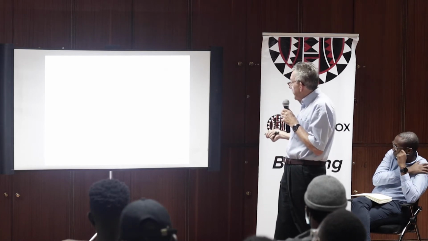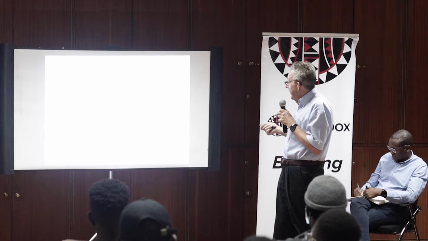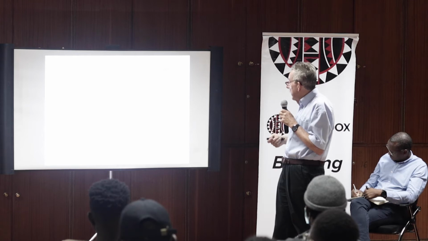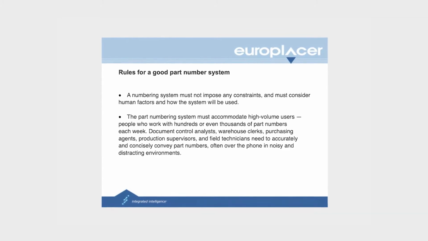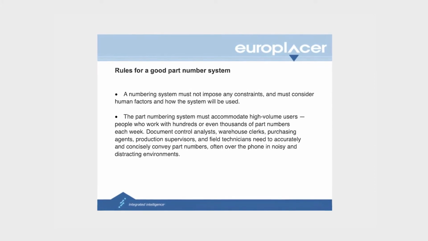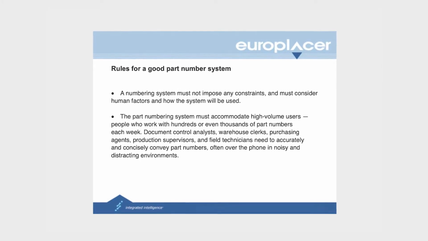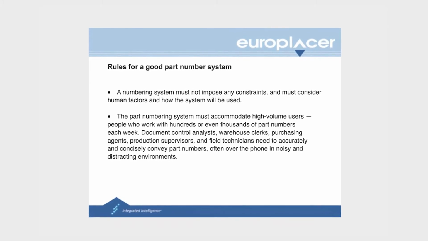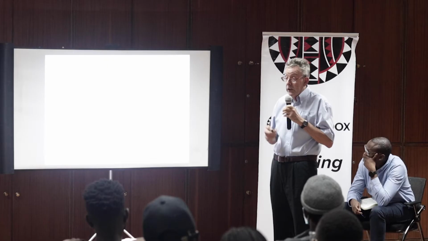So a good part number design allows you to meet design requirements by clearly distinguishing one part from another when the difference is meaningful. Okay, so different body, different function, different part. So rules for a good part numbering system: it mustn't impose any constraints and must consider human factors. So high volume users, I've got customers in China where the number of part numbers they're dealing with are up in the 70 and 80,000 part numbers. So they're manipulating a lot of numbers over there.